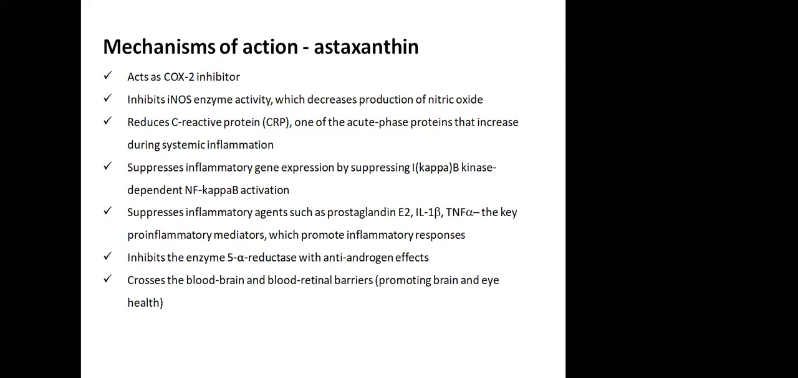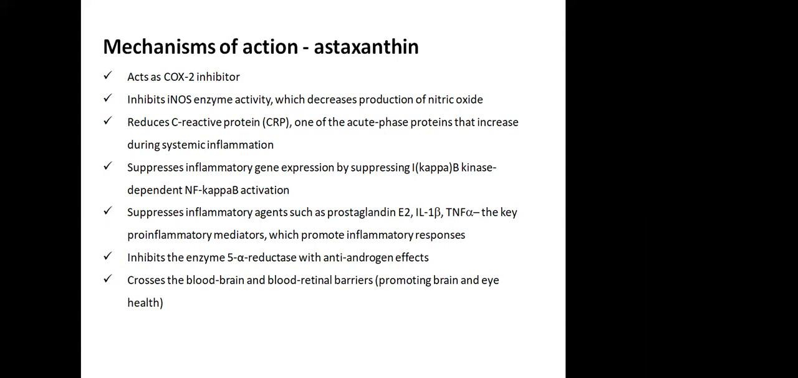These are considered to be key pro-inflammatory mediators which promote inflammatory responses. So lots of different mechanisms of action. The majority of them are focused on down-regulating and suppressing inflammation. So this is all good stuff, really. Another really nice factor about astaxanthin is that it has the ability to cross the blood-brain barrier and the blood-retinal barrier. So it accumulates really nicely in both the brain and the eye.